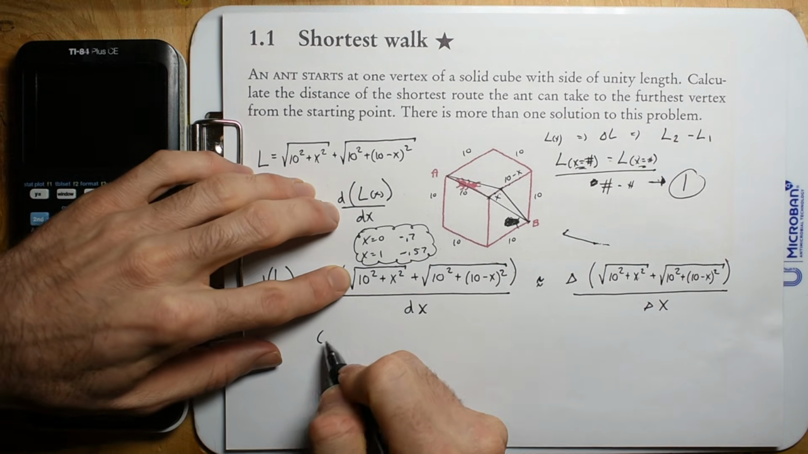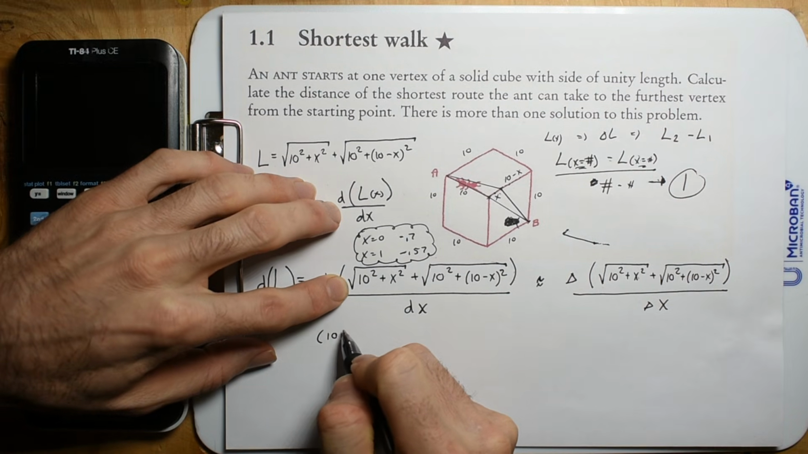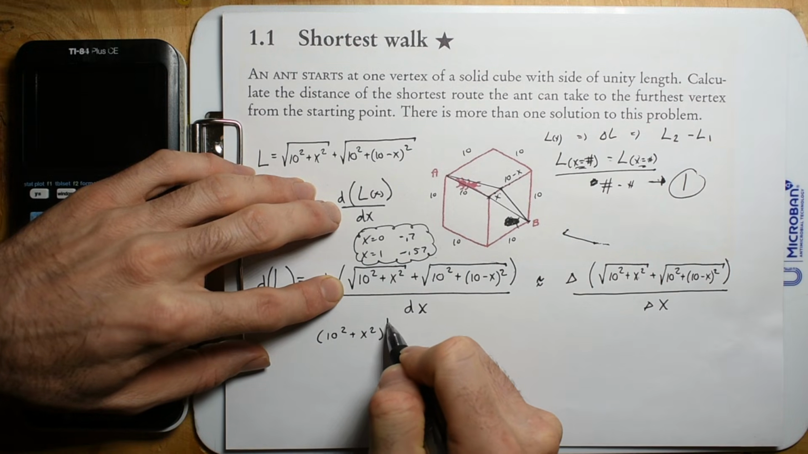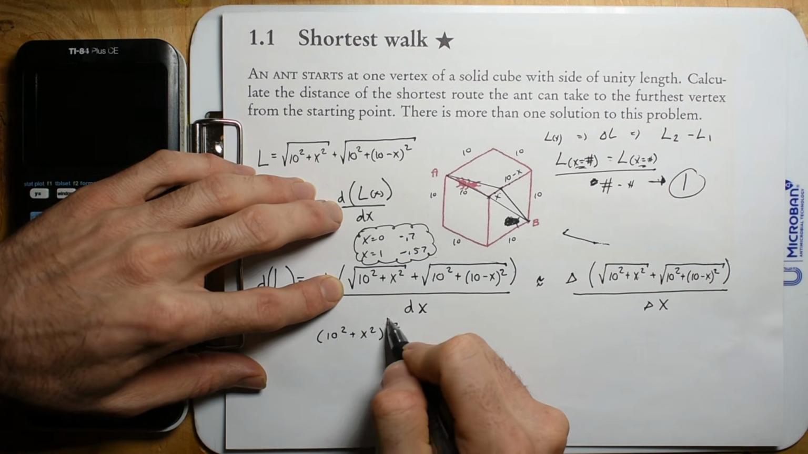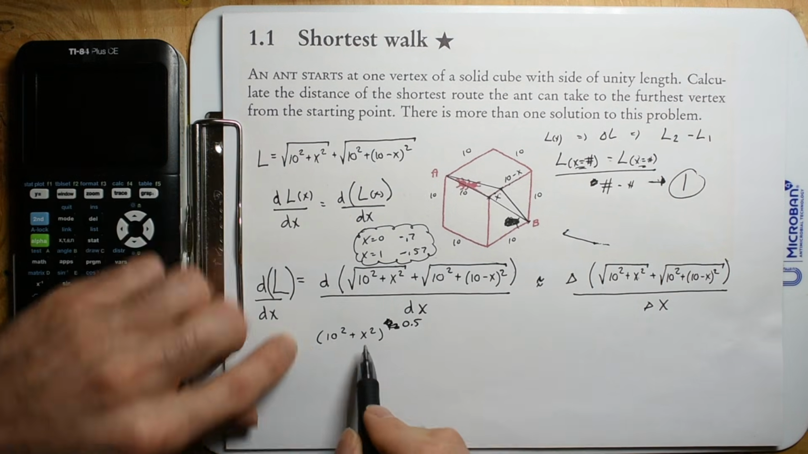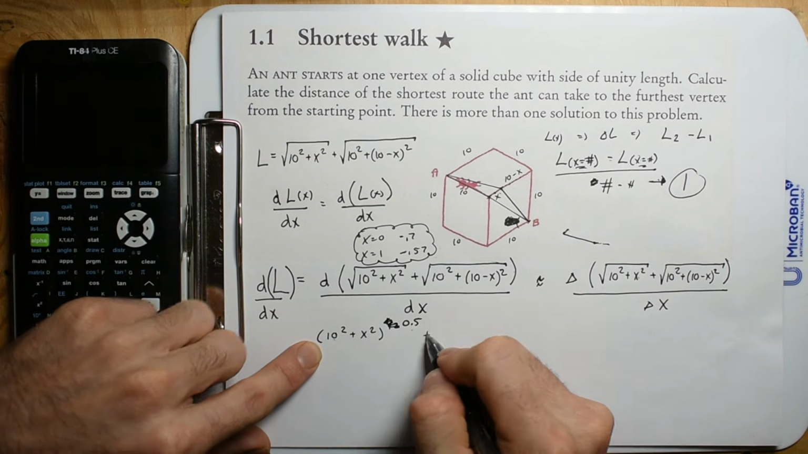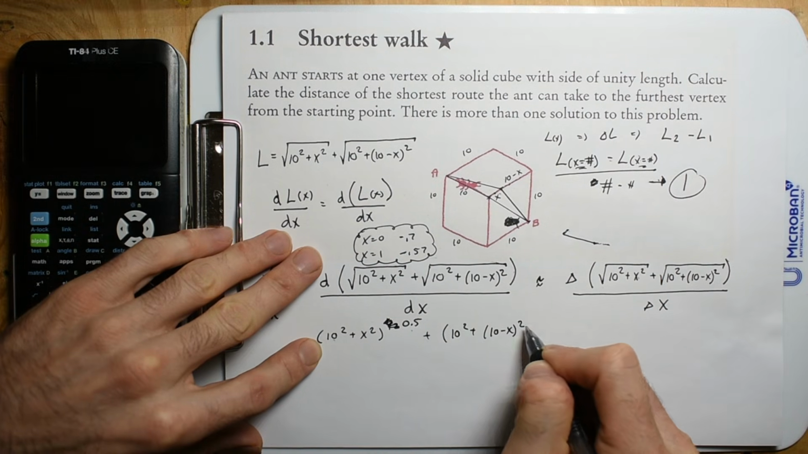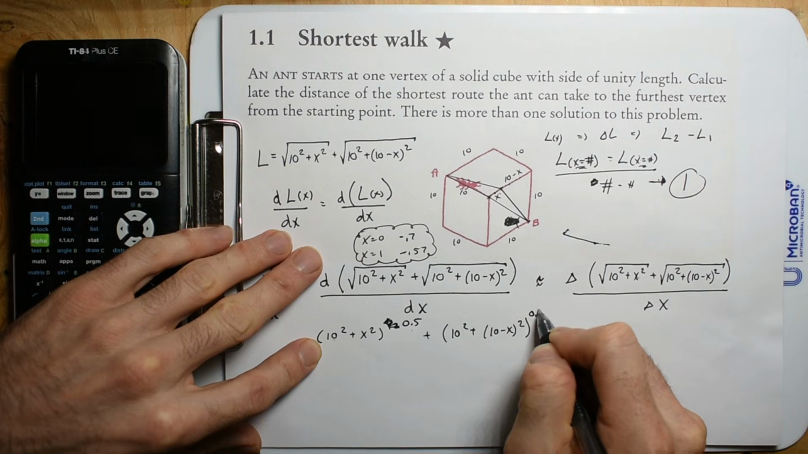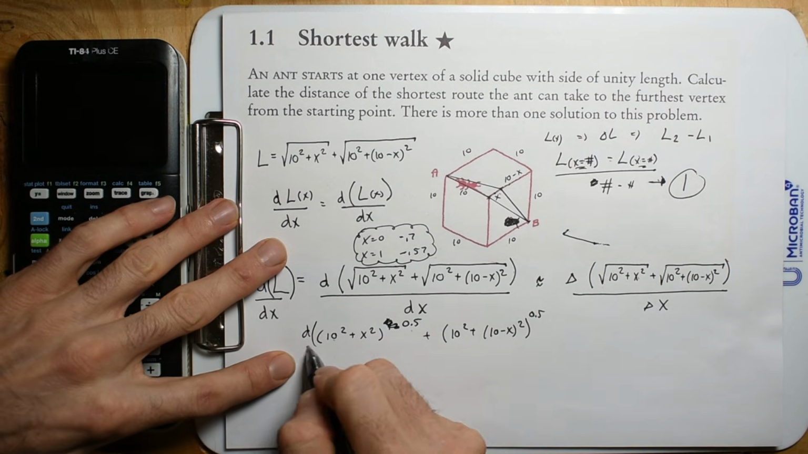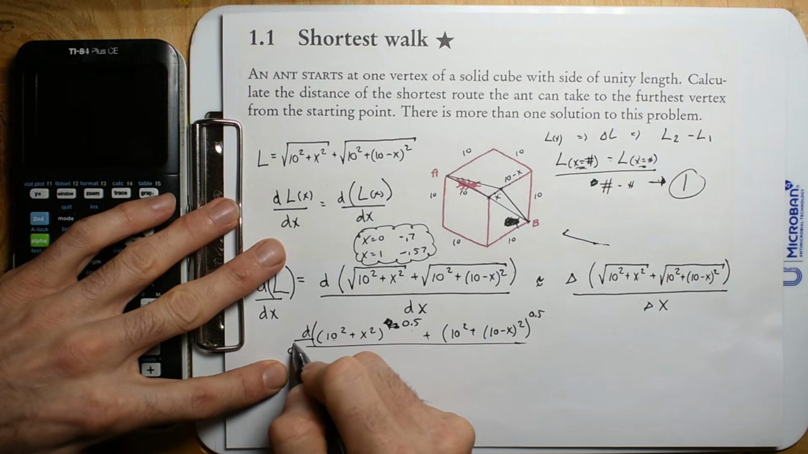Sometimes it's useful, instead of doing the square root, to change it like this: 10 squared plus x squared, and then we're going to take that to the 1/2. Sometimes it's really useful to get this in decimal form. So this is going to be this to the 0.5, plus 10 squared plus (10 minus x) squared, to the 0.5. Cool, so this is what we have, and we're going to take the derivative of this with respect to x.